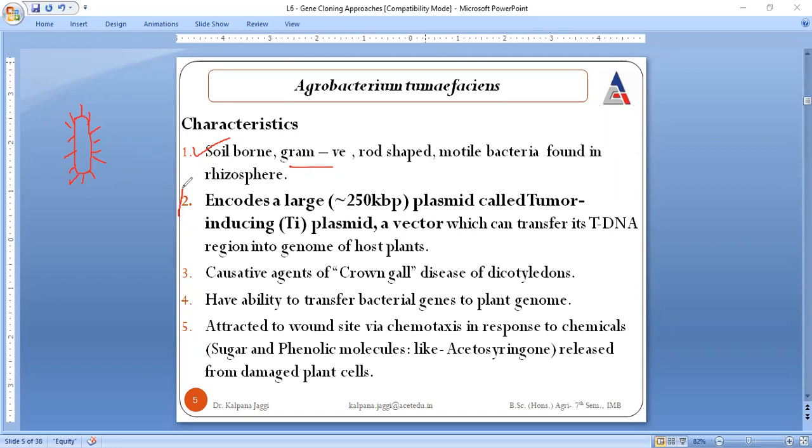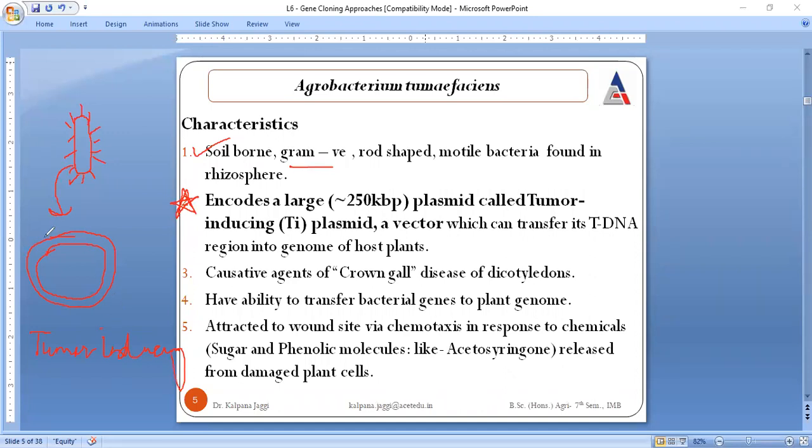A very important part of why it is utilized in gene transfer is that this bacteria is responsible for carrying a plasmid. Plasmid is actually double stranded DNA. Sorry, it is responsible for carrying a plasmid, and this plasmid is basically called the tumor-inducing plasmid. This is called the tumor-inducing plasmid.